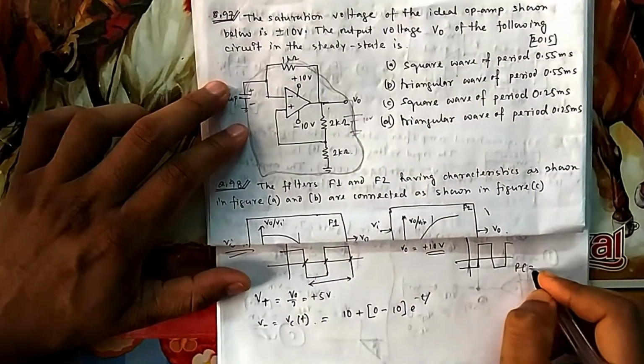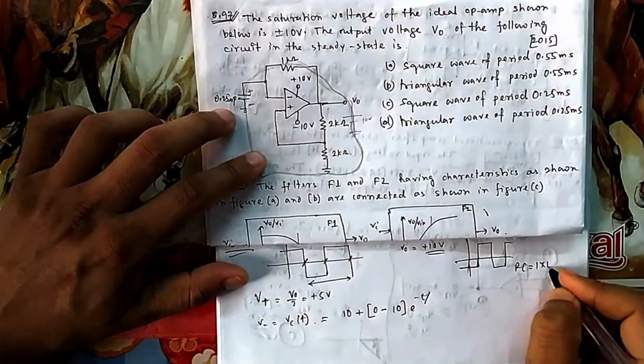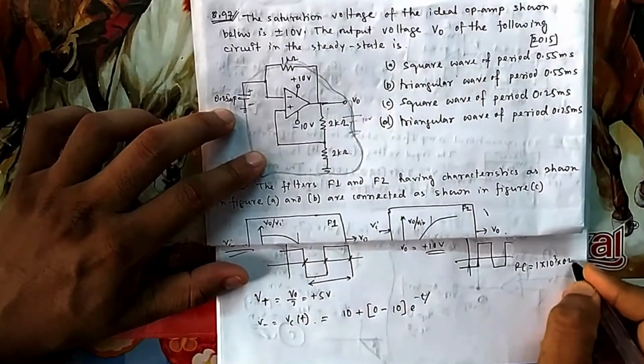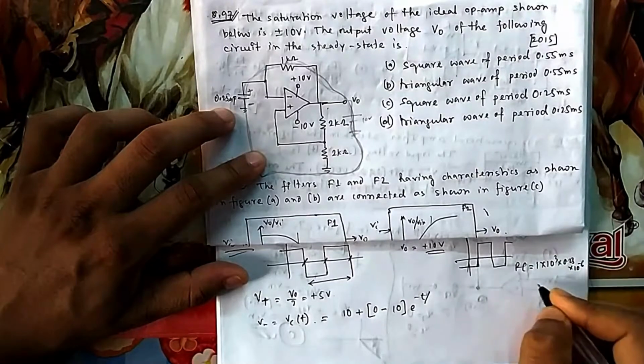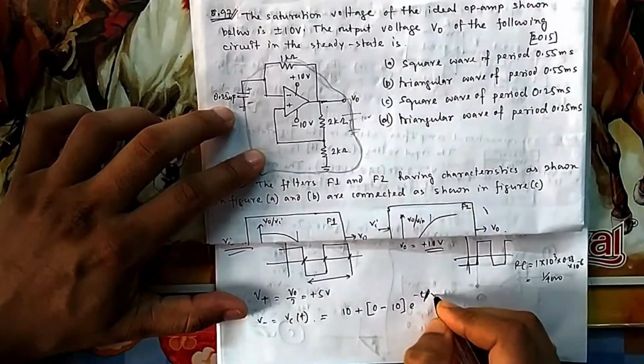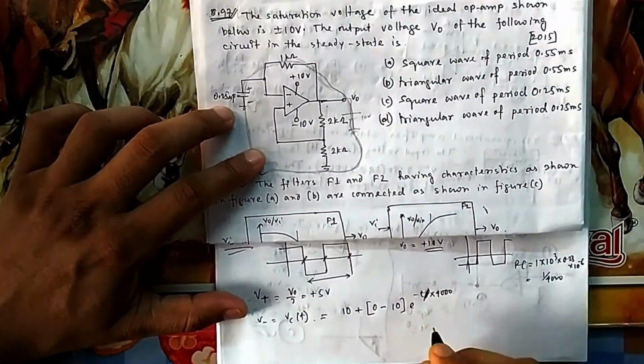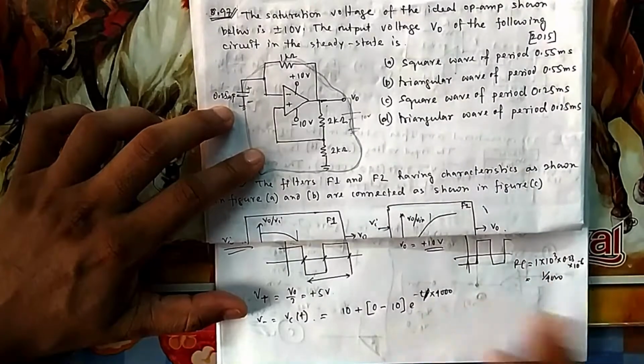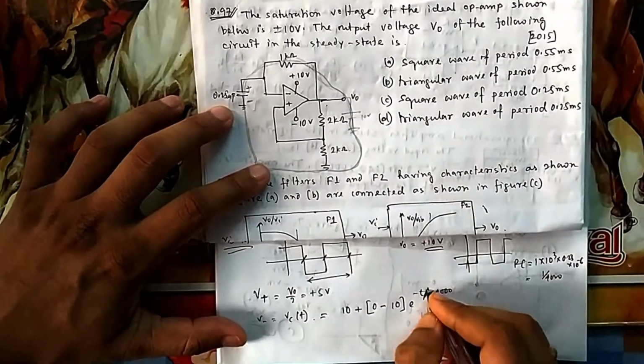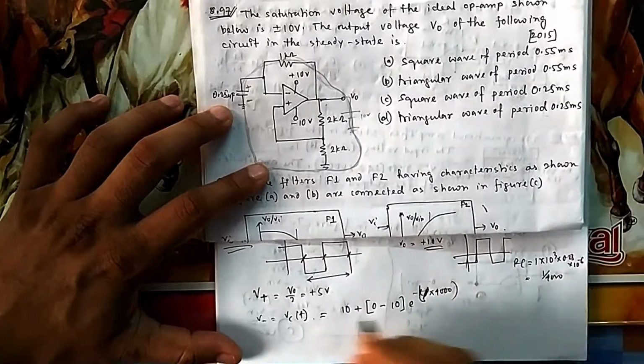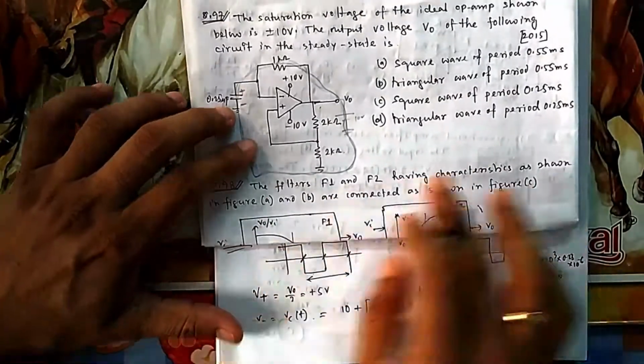What is RC here? R is given 1 into 10 to the power 3. What is C? 0.25 into 10 to the power minus 6. So if you do it, it will be 1 by 4000, so e to the power minus 4000 t. I am directly writing it as 4000 t. Okay, t into 4000.